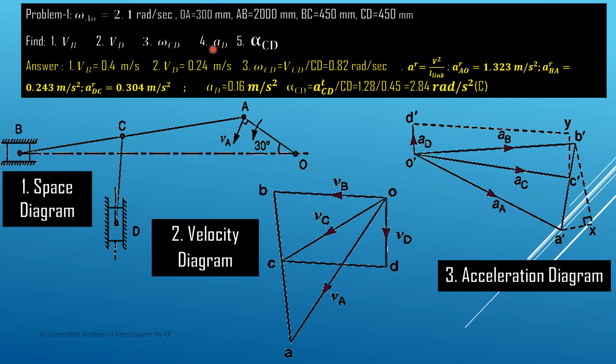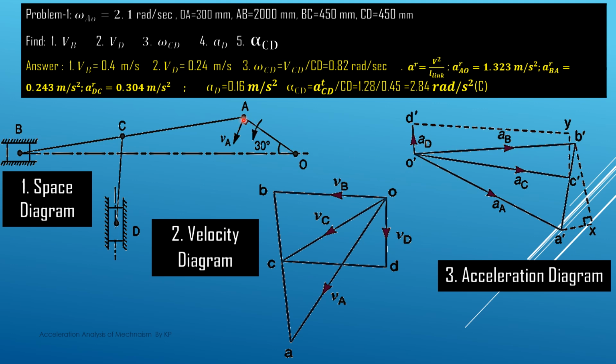Now to find out the acceleration of this point D here and this alpha CD, we have to draw the acceleration diagram. So this is the acceleration diagram, and let us see how to draw it. First of all, because this O is a pole point here, in the acceleration diagram, as we have seen, we use the dash of the small alphabets. So this is O dash here.